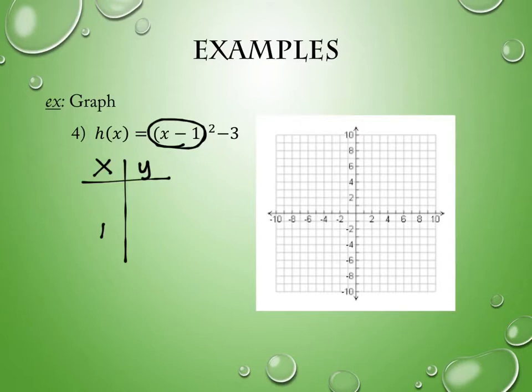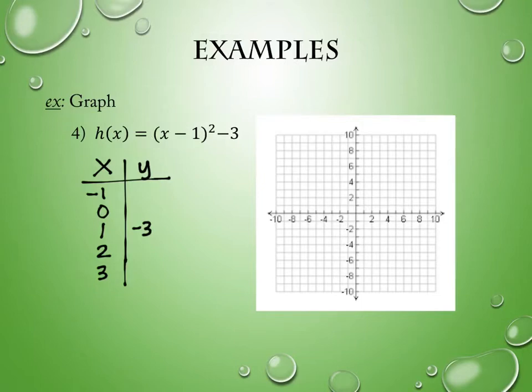So let's check it. If I did 1 minus 1, do I get 0? Yeah. What's 0 squared? 0. And then minus 3 would give me the negative 3. And we're going to go up and down 1 from this. So if I go up 1, I have 2. Up again, I have 3. Down 1, I have 0. Down again, I have negative 1.